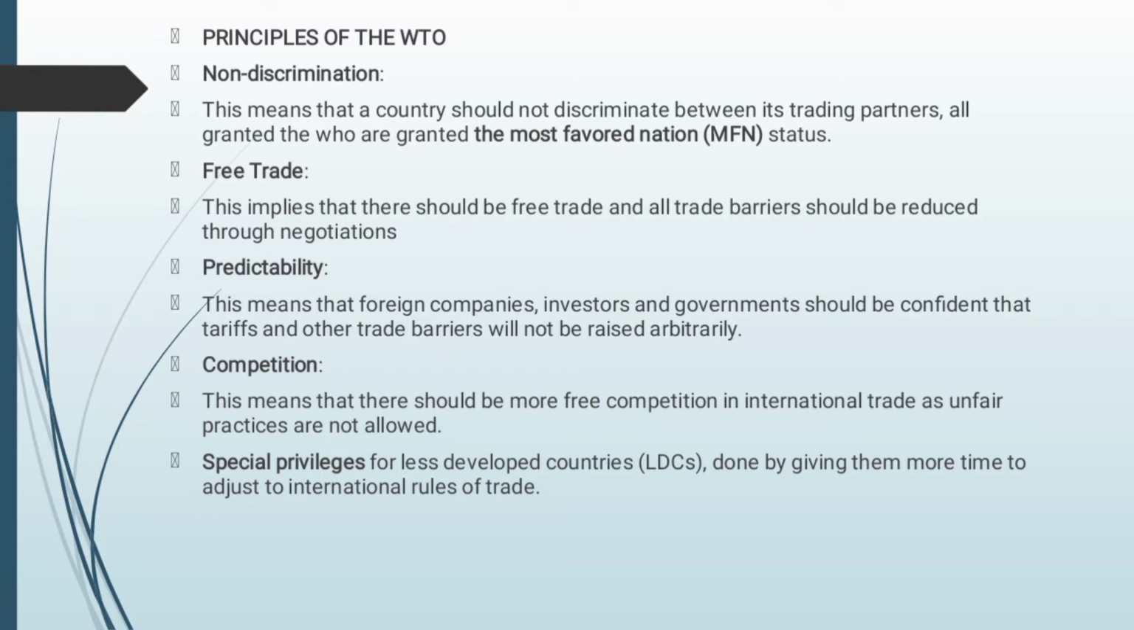It has got principles. Principle number 1, non-discrimination. This means that a country should not discriminate between its trading partners, or should grant the most favored nation status. So there is no discrimination in the WTO. They won't say this country will be favored. They just stand on the truth. Even when they are setting out the rules, they won't favor any country.